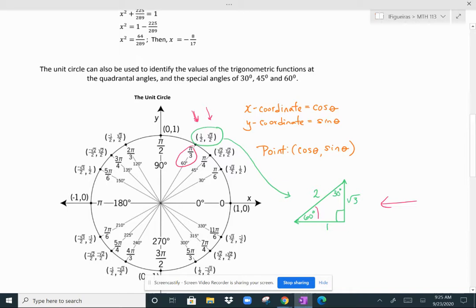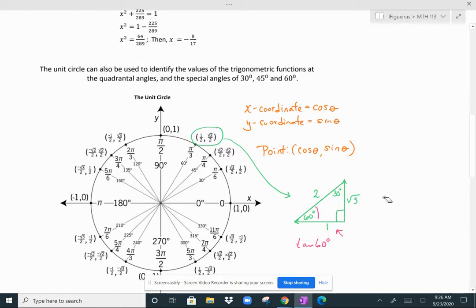So all these points on the unit circle correspond to a ratio of either your adjacent over hypotenuse for cosine or your opposite over hypotenuse for your sine function. And then the other 4 trig functions can be found from sine and cosine. So for example, if I wanted to know what is the tangent of 60 degrees, I know from my triangle that tangent is opposite over adjacent, so that is root 3 over 1, which is just root 3.